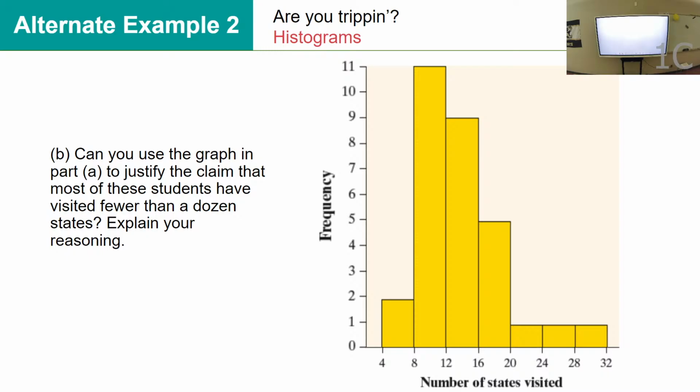Can you use the graph to justify the claim that most of these students have visited fewer than a dozen states? 12 is a dozen. There's 11 of those cats. There's 2 of those cats. That's 12 of those cats. How many students are in the class?